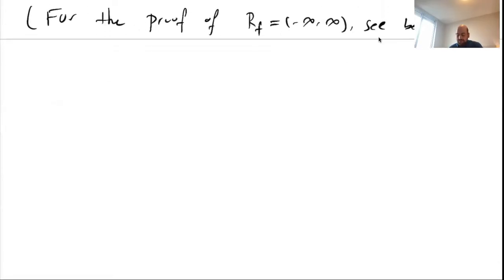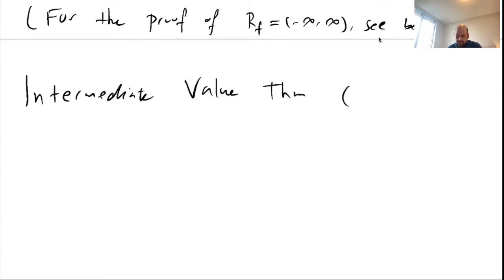All right, now we want to look at an important theorem called the intermediate value theorem, or IVT. The abbreviation is IVT.